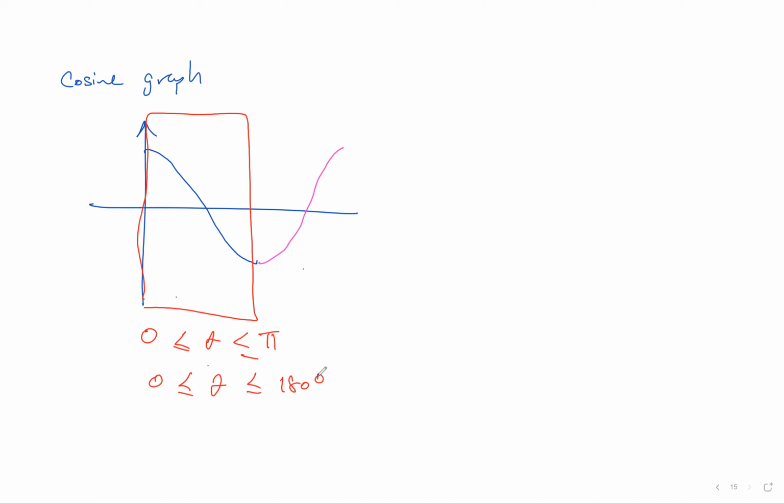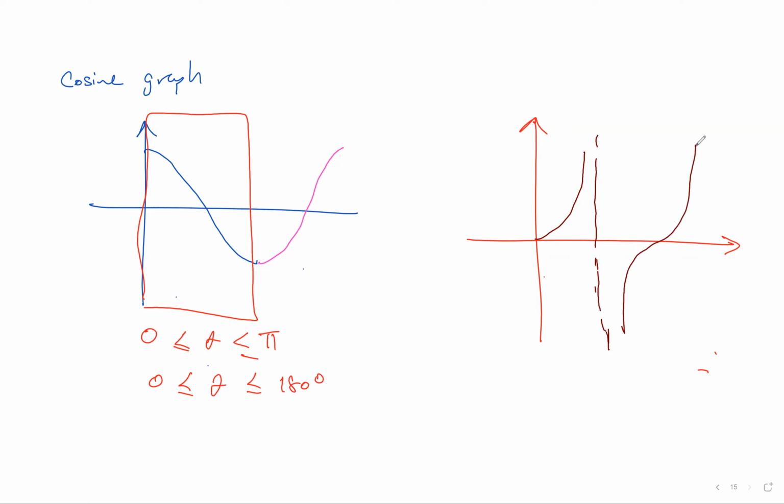Sine and tangent will be the same because for tangent, if you notice there's a break at 90 degrees. So we want to avoid that.